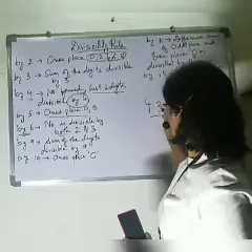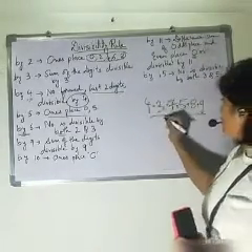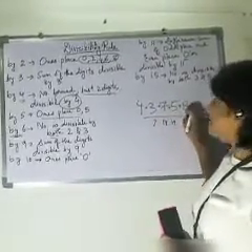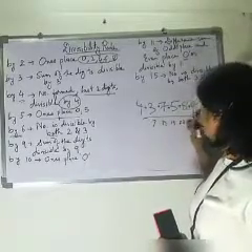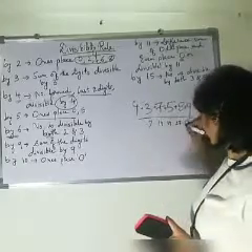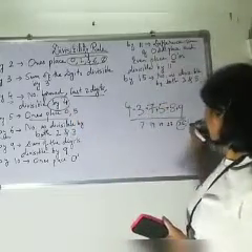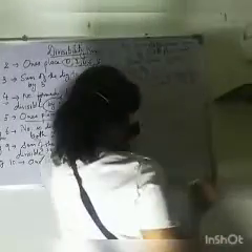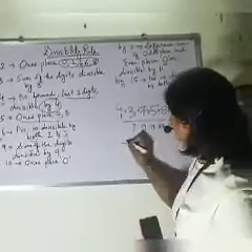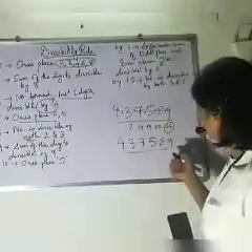The rule for 3 is to add the digits. Yes, add the digits. 4 plus 3, 7. 7 plus 7, 14. 14 plus 5, 19. 19 plus 8, 27. 27 plus 9, 36. Yes, so 36. Does 36 come in 3's table? Yes, 12 threes are 36. That means the sum is divisible by 3. That means this number 437589 is divisible by 3.